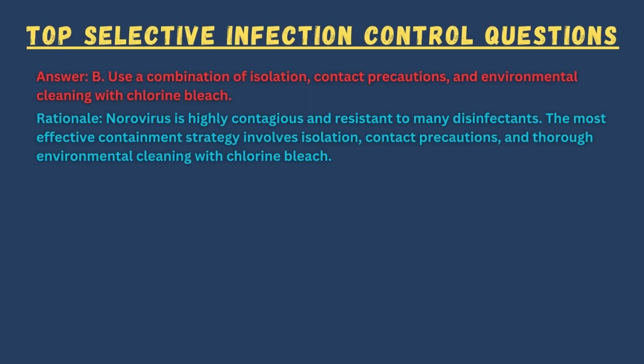B. Use a combination of isolation, contact precautions, and environmental cleaning with chlorine bleach. Rationale: norovirus is highly contagious and resistant to many disinfectants. The most effective containment strategy involves isolation, contact precautions, and thorough environmental cleaning with chlorine bleach.